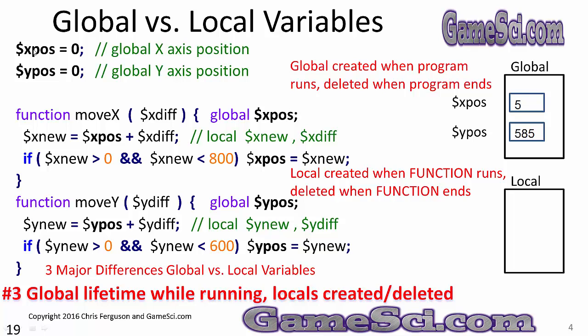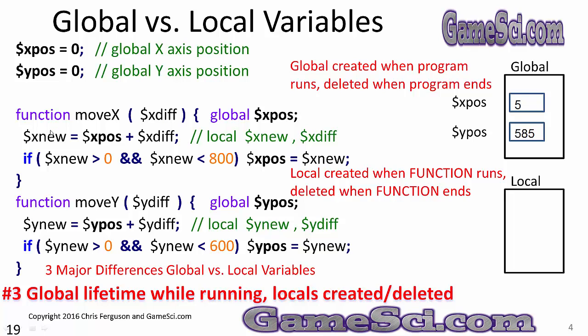As long as the program is running, the lifetime of these variables will be good. It will exist. Locals, however, are very different. Locals are created as soon as the function runs. They're deleted when the function ends. Locals are created and deleted on demand. If movex never runs, xdiff and xnew never exist. If movex runs for just a millionth of a second, then these two variables, xdiff and xnew, only exist for a millionth of a second.